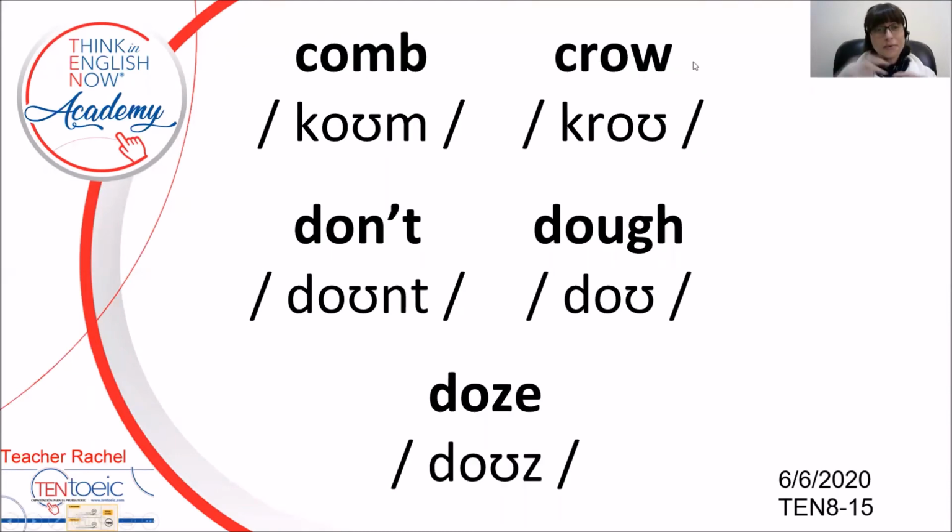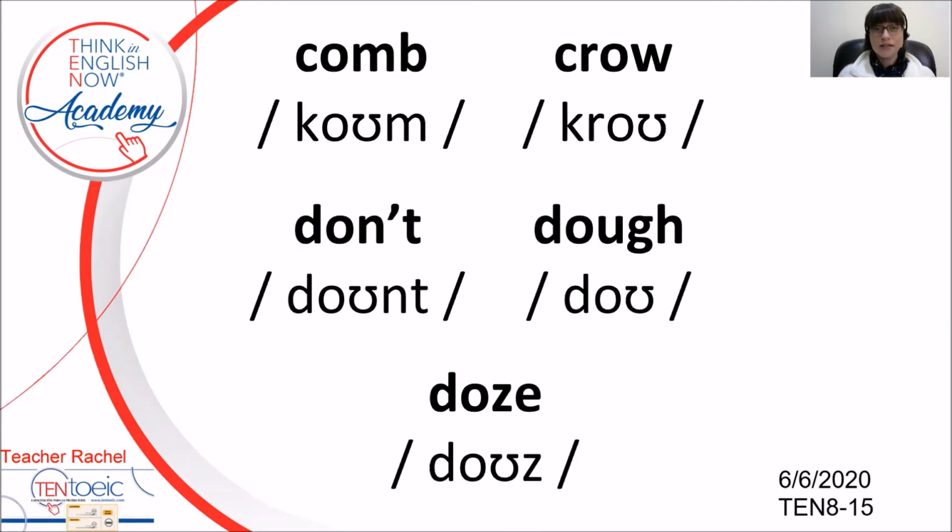Comb. This is what we use for our hair. It's straight, and then it has little teeth that come out. So that is called a comb. And the action, I comb my hair. Crow. This is a bird, and it's black. It usually lives around where there is a farm. They like to be around there. So a blackbird, a crow.